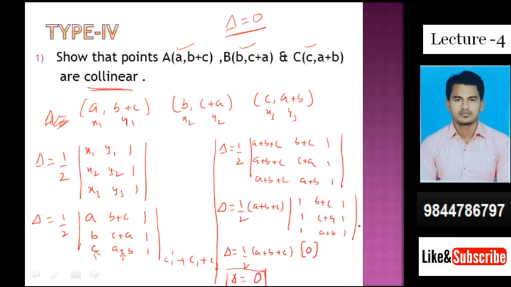It means what? So this condition indicates the property: two columns are identical. Identical means same, then the value of the determinant is 0. If two columns or two rows are identical, the value of the determinant is 0. Directly I am going to write here 0. 0 into anything is 0.